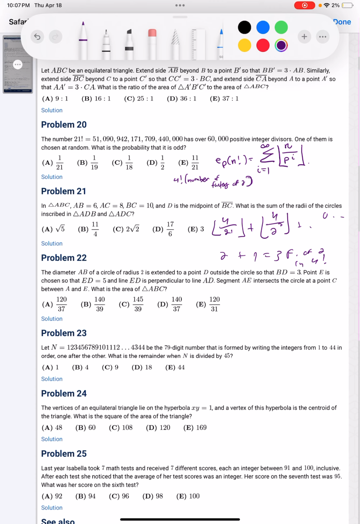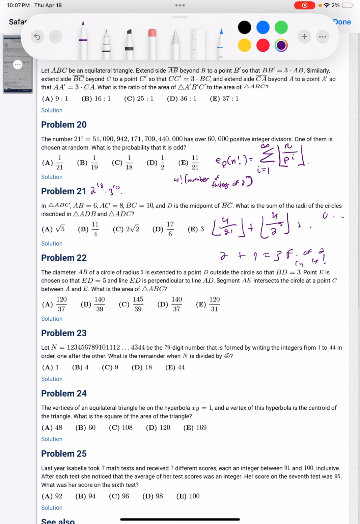We're just going to apply this formula to 21 factorial. For 2, we have 21 over 2, which is 10, plus 21 over 2 squared, which is 5, plus 21 over 2 cubed, which is 2, plus 21 over 2 to the 4th, which is 1. So we have a total of 18 factors, so that's 2 to the 18th. For factors of 3, we have 21 over 3, which is 7, 21 over 9, which is 2, and then 21 over 27 floors to 0. So it's simply 3 to the 10th.